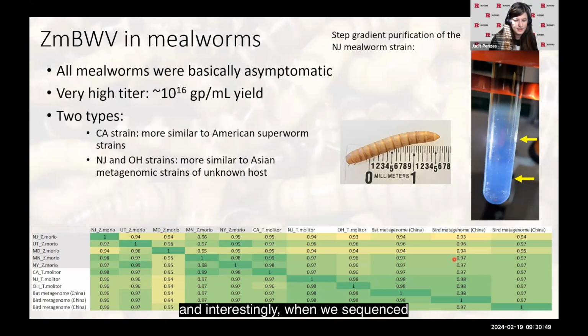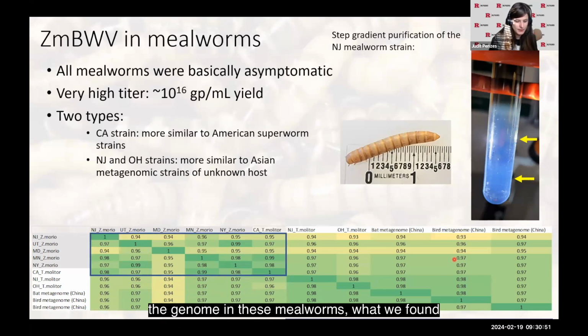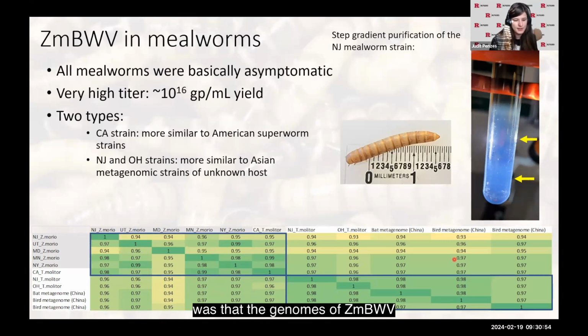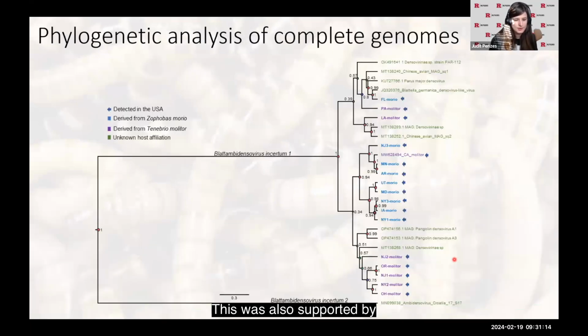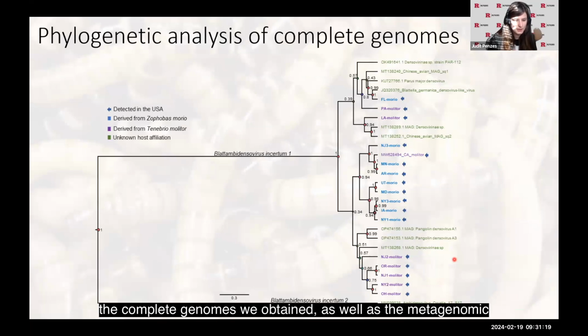And interestingly, when we sequenced the genome in these mealworms, what we found was that the genomes of CMBWV in these animals were actually more similar to those that were previously found in the vertebrate metagenomic assemblies than they were to our North American virulent superworm samples. This was also supported by the phylogenetic reconstruction, which we did with the complete genomes we obtained, as well as the metagenomic assemblies, which are highlighted in green here.